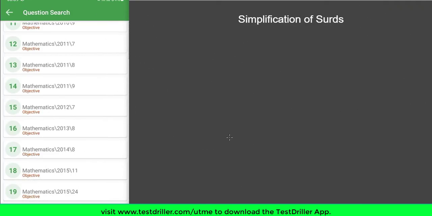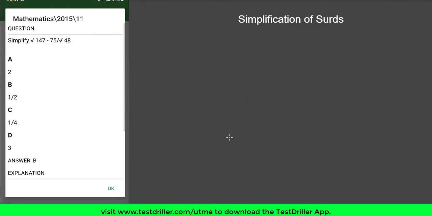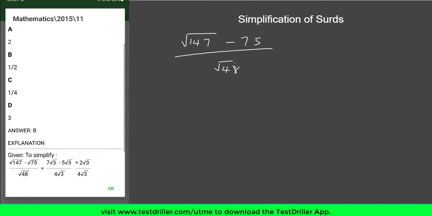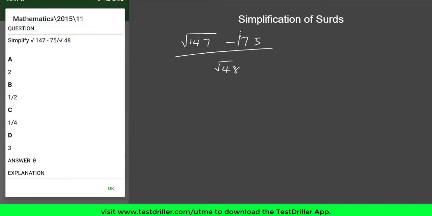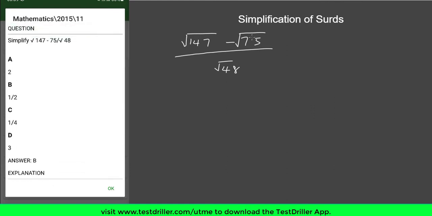The next question will be from 2015, question 11. So the question states that we should simplify (root 147 minus root 75) divided by root 48. So that's what this question is all about. There's a root here, there's a root here as well. So this is the actual question. There's a little typo in the question. So now let's look at how to solve this.